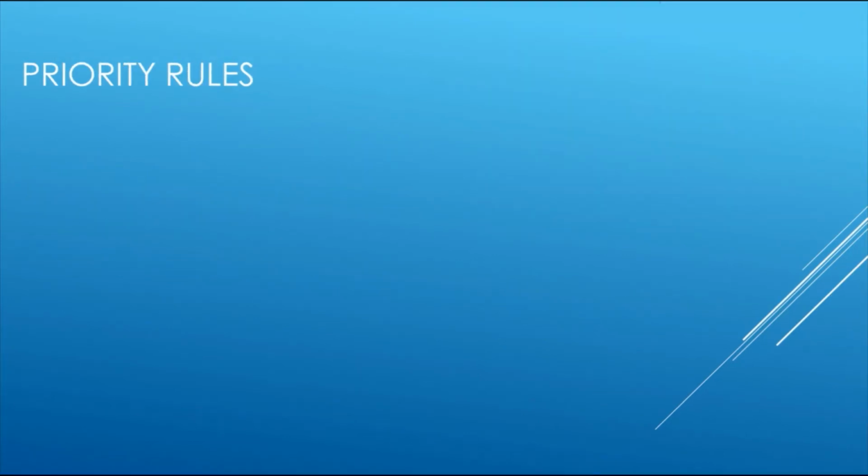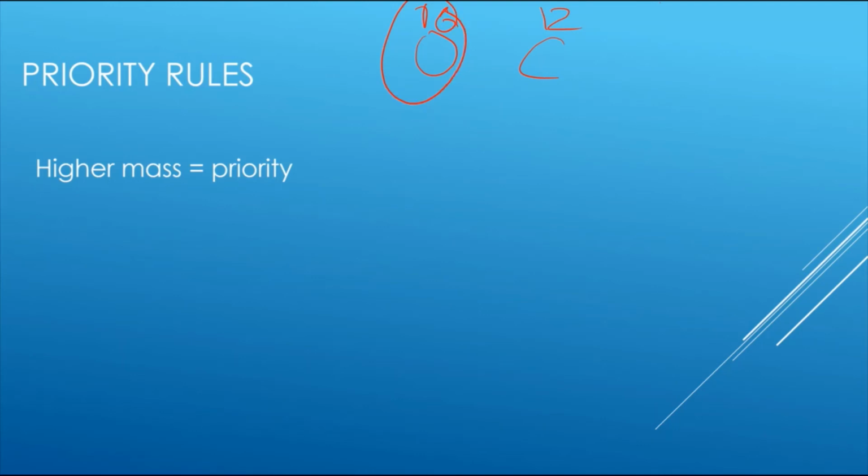Alright, you need to know the priority rules to be able to name the EZ isomers and to differentiate between the different compounds. The rule is that the higher mass has priority over the lower mass. For example, oxygen has an Mr of 16, whereas carbon has an Mr of 12. Because oxygen has the greater Mr, it would have priority over carbon.